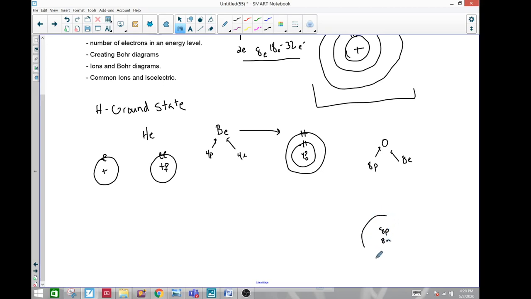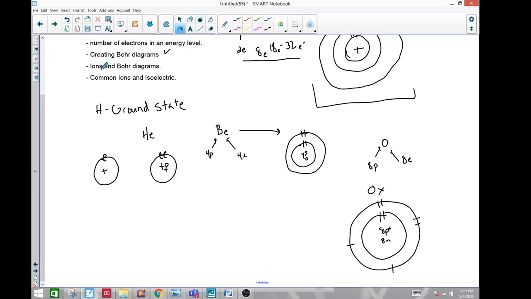This, let's just say, is our first energy level, n equals 1, and it's got 2 electrons in it. The second energy level needs to get 6 more in there. The second one can hold 8, so I'm still good here. I can have 1, 2, 3, 4, so 2, 4, 6, 7, 8. I'll draw like that. We'll see more in later videos. But this is oxygen. That is how to create Bohr diagrams.